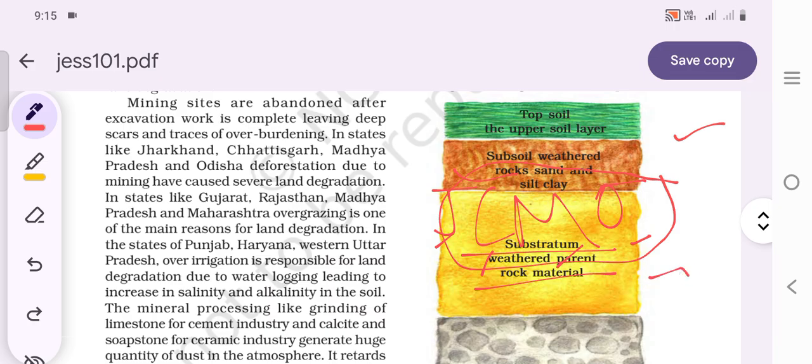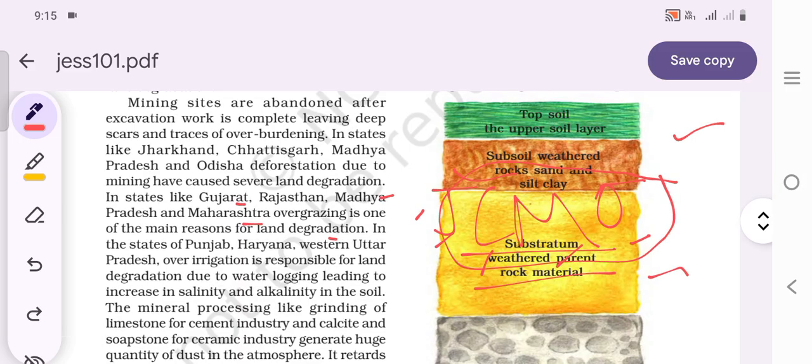In states like Gujarat, Rajasthan, Madhya Pradesh, and Maharashtra, overgrazing is one of the main reasons for land degradation. Some states are given that you should remember, and that's it. In the states of Punjab, Haryana, and Western Uttar Pradesh, over irrigation is responsible for land degradation due to waterlogging, leading to an increase in salinity and alkalinity in the soil.